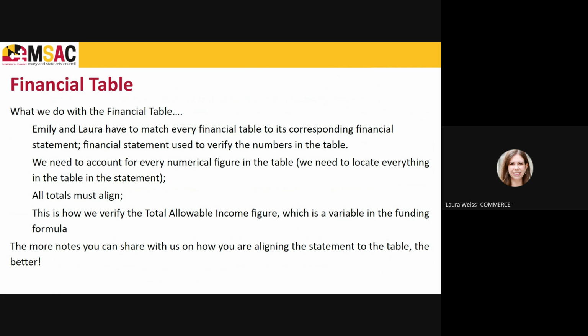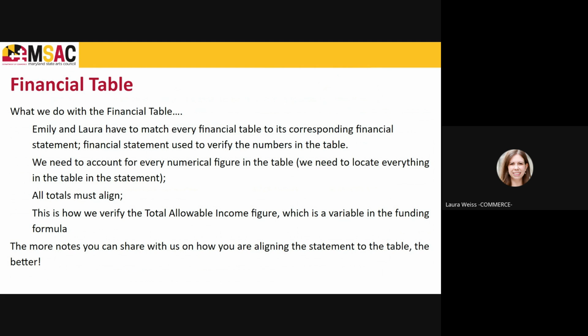This is how we determine and verify the total allowable income figure, which is a variable in the funding formula. So it's extremely important that these are accurate and that they reflect each other. We want to make sure that you're getting the most income, everything is aligning, and that we're not missing anything like that. So it's extremely important to share as many notes as you possibly can with us, so that we understand how you are determining what's going from the statement into the table. Help us to connect the dots.